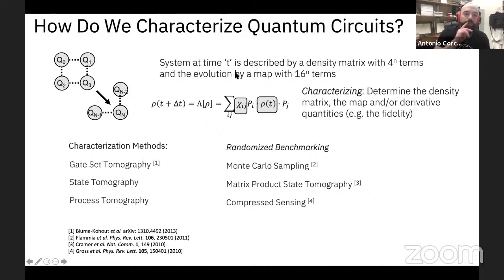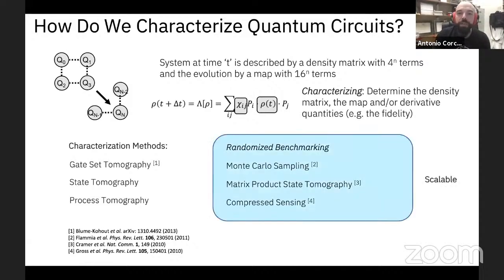So what we're trying to look for instead are protocols that will give us some information, even though it's not the entire amount of information you can extract from the system, but that we can still interpret as some kind of fidelity. And here on the right, there are some protocols that are a bit more scalable when you grow the system size. They don't grow exponentially. So I'm going to focus on randomized benchmarking because it's very versatile, very useful, and reasonably easy to run.